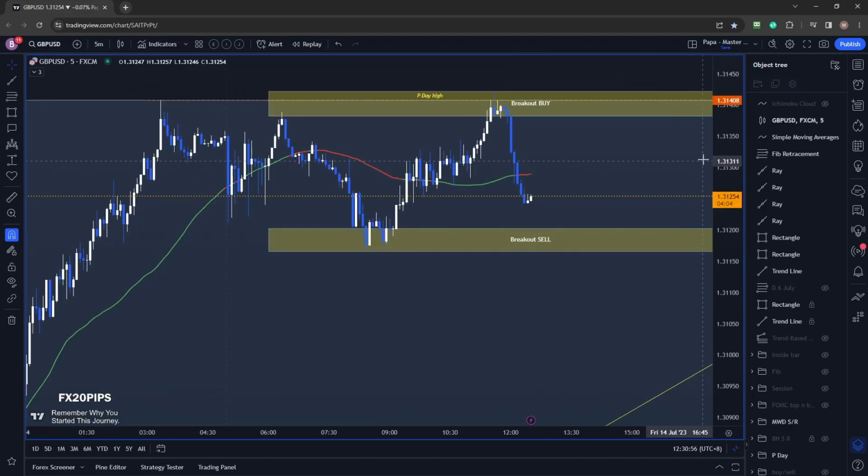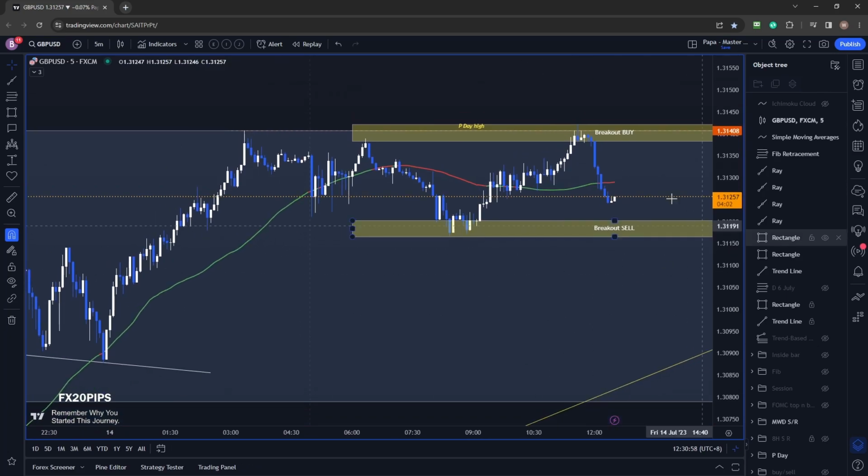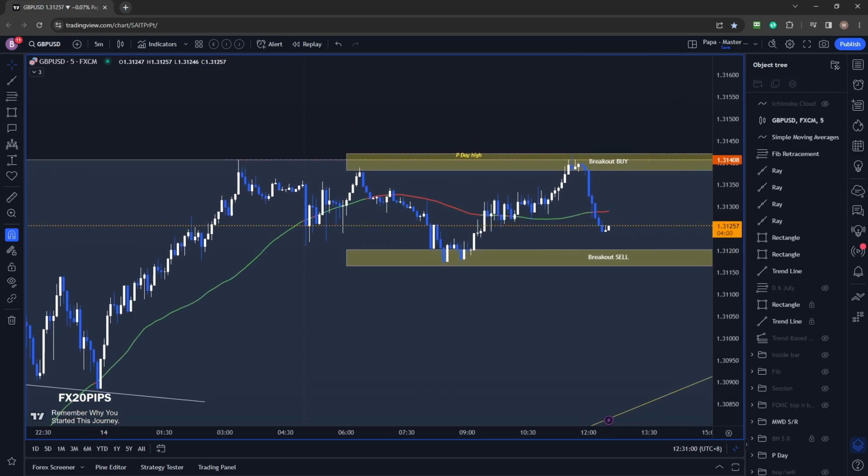All right, so what we have here is 1, 2, 3. The neckline will be somewhere around here, which happens to be here. So you really have to wait for confirmation of it coming down before you start selling, taking the Friday profit taking as a momentum.